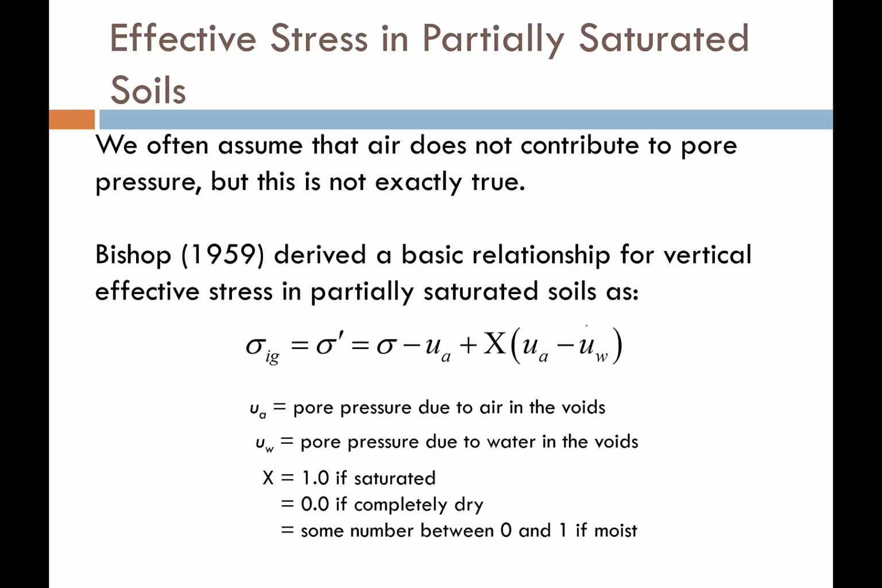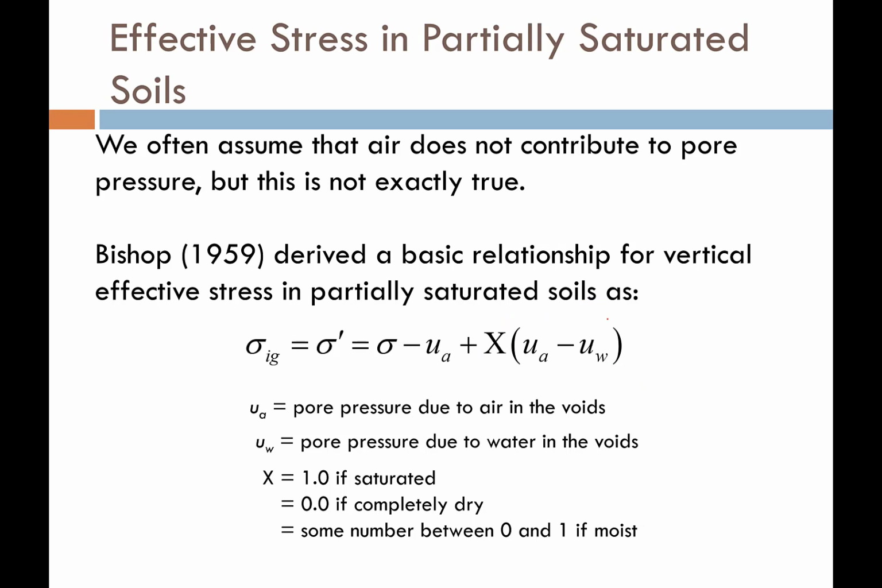So in 1959, a famous engineer named Bishop derived a basic relationship for computing vertical effective stress in partially saturated soils using this equation right here, where the effective stress in partially saturated soils is equal to the total stress minus the pore pressure due to the air in the voids, plus this factor X times the pore pressure from the air minus the pore pressure from the water, okay?